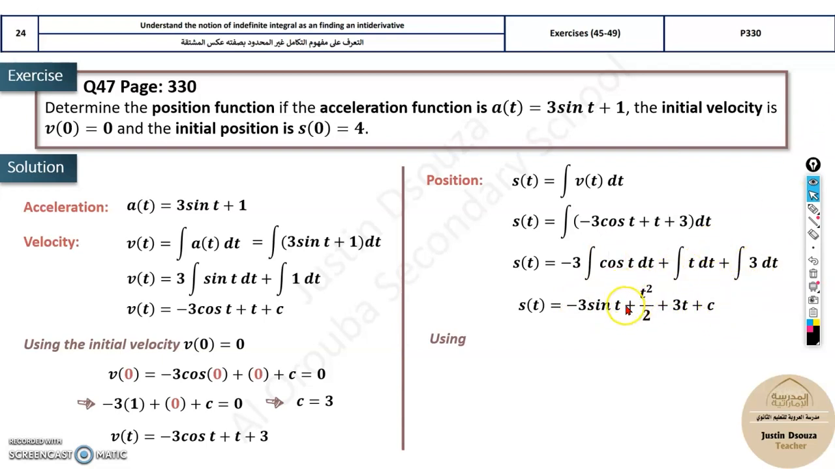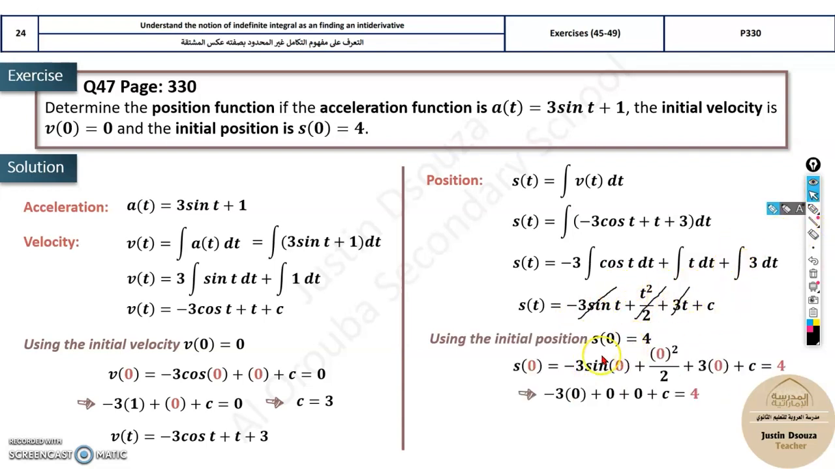Now again you need to put 0 wherever t is there. See now, sine 0 is 0, this is 0, this is 0. So the c value will be equal to 4. So the final answer over here will be minus 3 sine t plus t squared by 2 plus 3t plus 4. That is it. That is the position function.